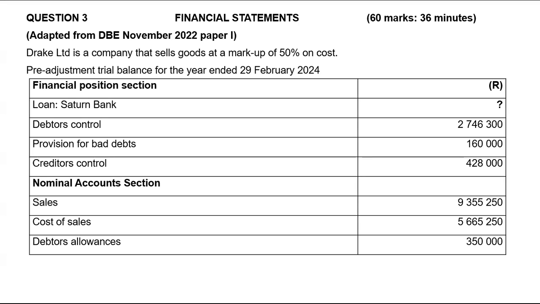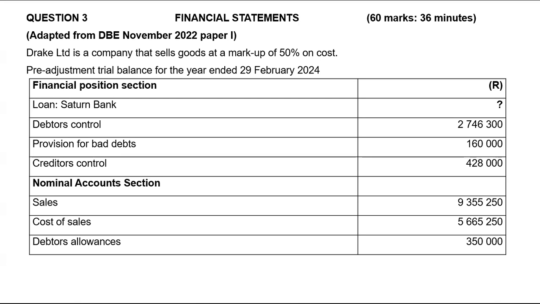Then it says pre-adjustment trial balance for the year ended 28th of February 2024. Highlight that as that marks the end of our financial year, meaning that our financial year started on the 1st of March 2023. I'm just going to ignore everything and just go straight to my nominal.